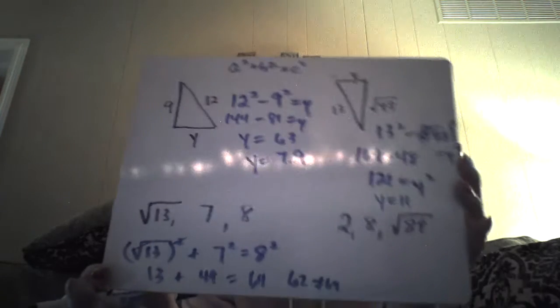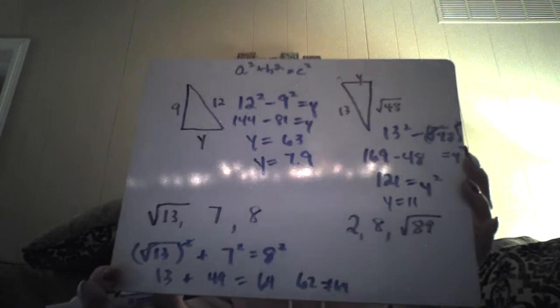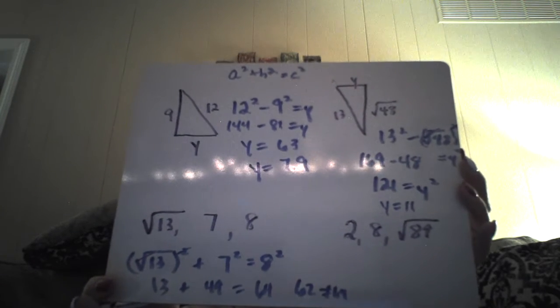So 13 plus 49 equals 62. So it is not a right triangle. 62 does not equal 64. So that one is not a right triangle. That's like what we had on our morning work, our bell ringers.